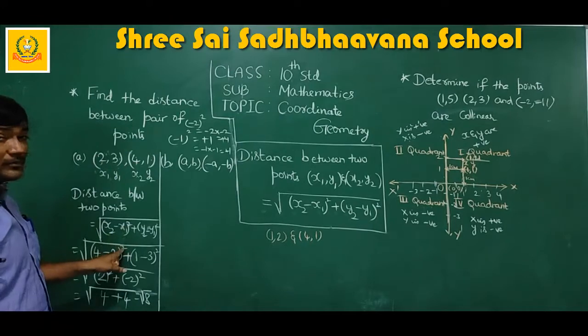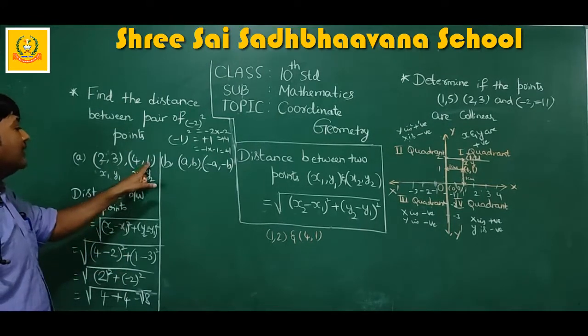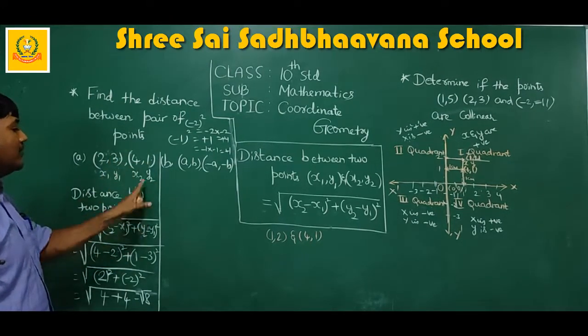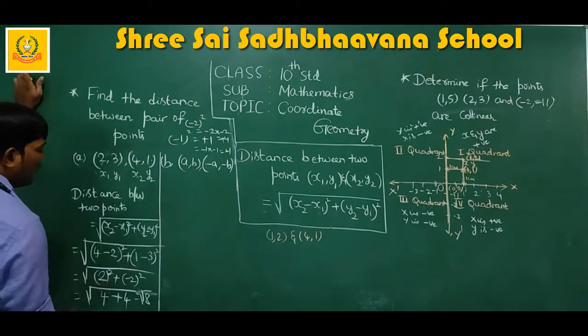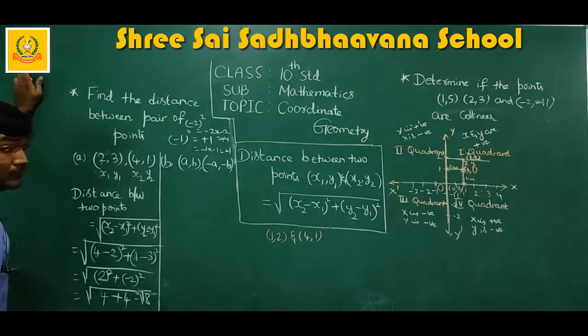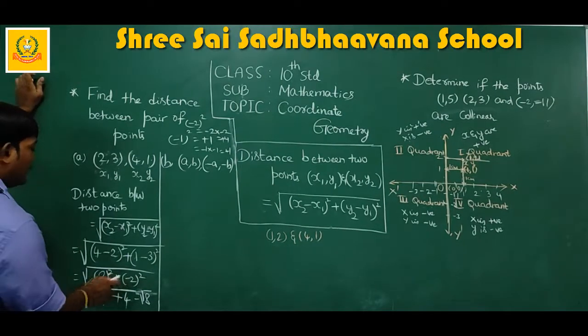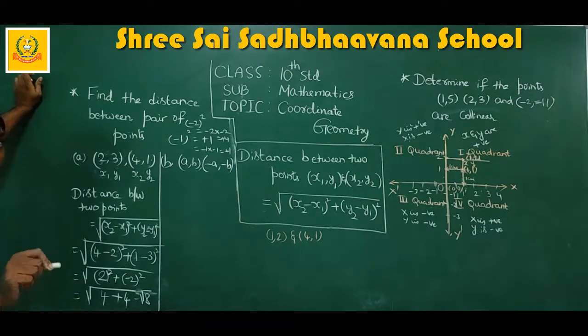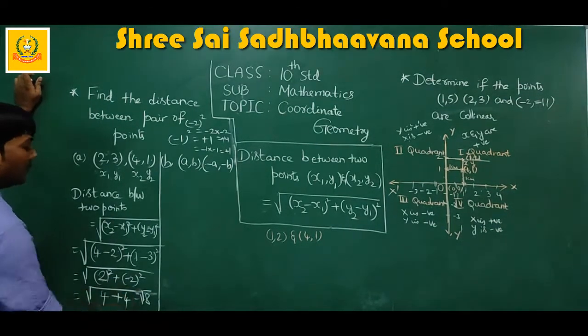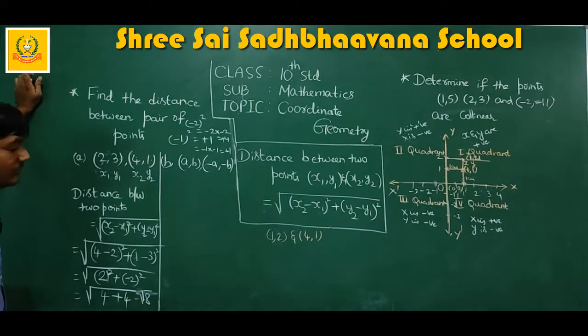square, remember square, is 4 minus 2 square plus 1 minus 3, y2 minus y1, so 1 minus 3 whole square. So 4 minus 2 is 2 square plus 1 minus 3 is minus 2. Correct? So, minus 2 square, 2 square is 4, plus minus 2 square is 4. In the root, 4 plus 4 is root 8. Okay? You can stop there.